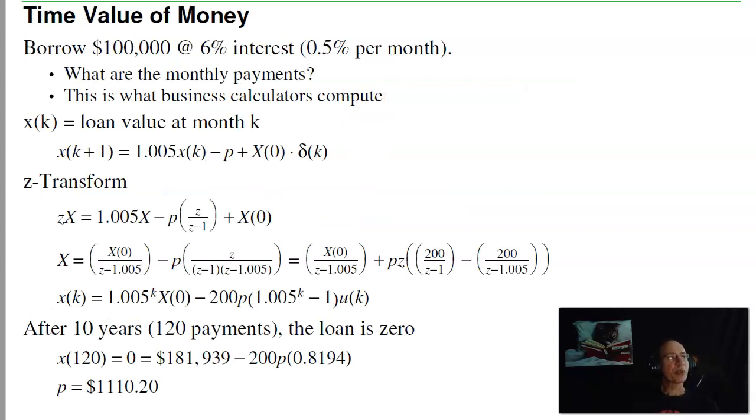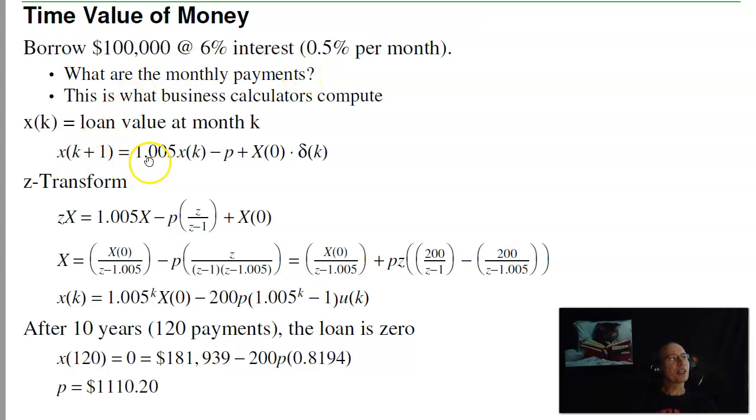Last example, which you can also do with Z-transforms, is from business classes. Time value of money is really a Z-transform. For example, suppose I borrow $100,000 at 6% interest, meaning 0.5% per month. First off, I'm getting ripped off. That's a high interest rate today. But assuming I did that, and I want to know what the monthly payments are, that's the Z-transform problem.